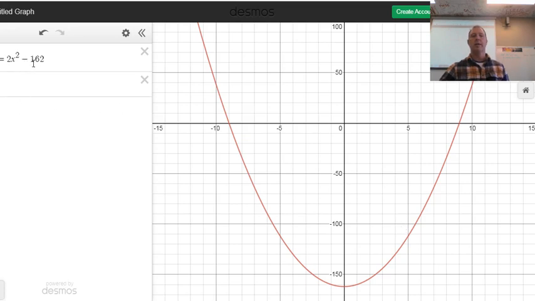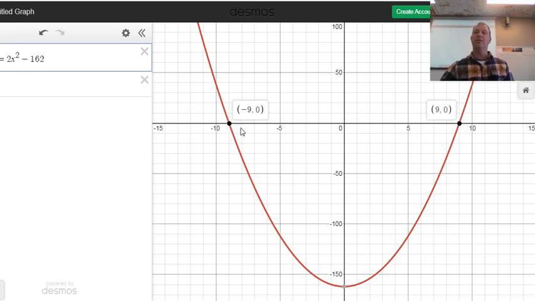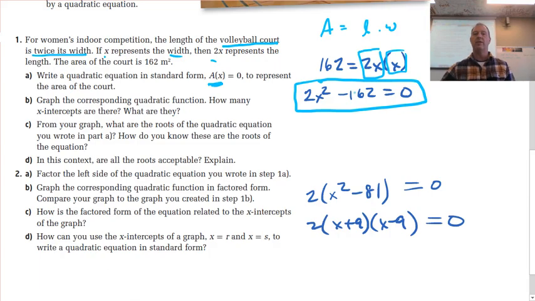So 2x squared minus 162. So the roots or the solutions for x would be the intercepts here. So there's one, and here's the other. Okay, at negative 9, 0, and 9, 0. So x equals 9 or negative 9. Okay, that's the graphing way to solve this.